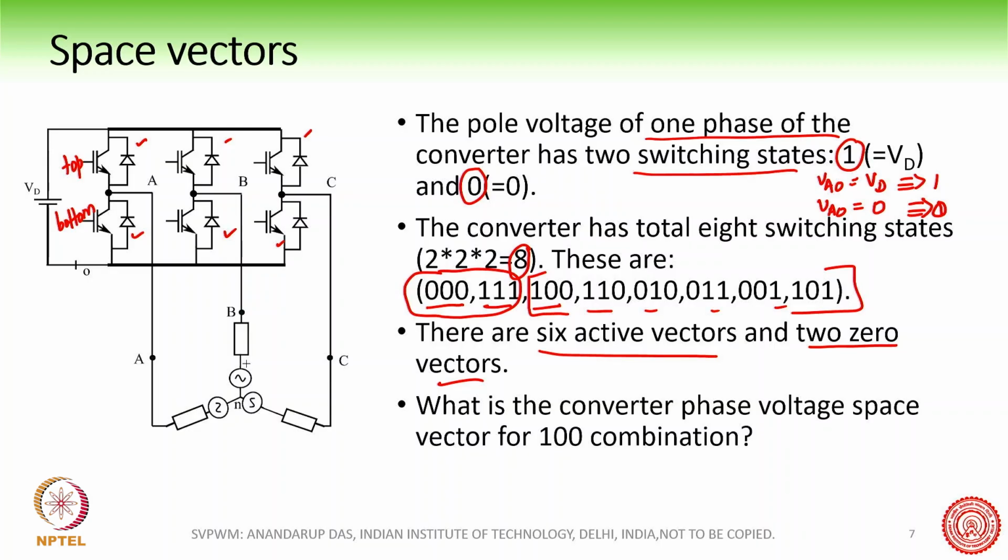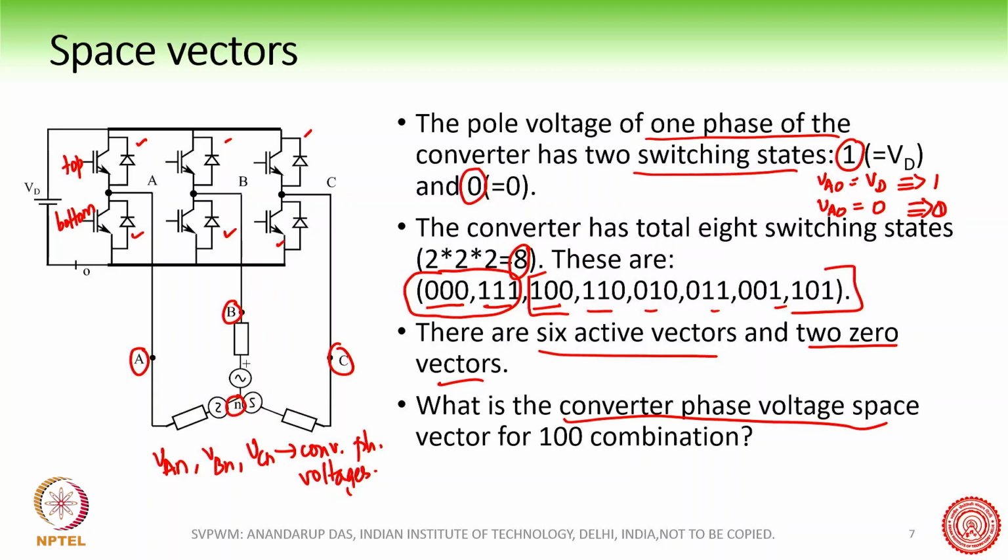Basically, we are trying to see, for any switching combination, what the converter phase voltage space vector is. We are trying to relate space vectors with converter switching states. The converter phase voltages are VAN, VBN and VCN. These are the 3 quantities, the converter phase voltages.